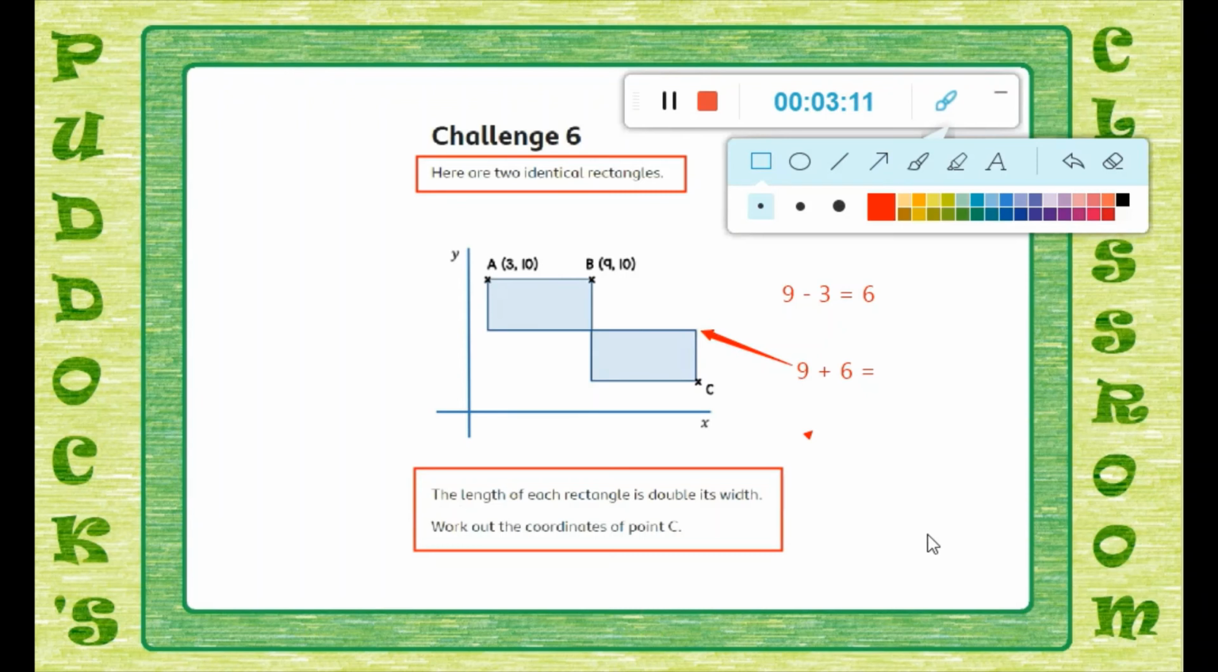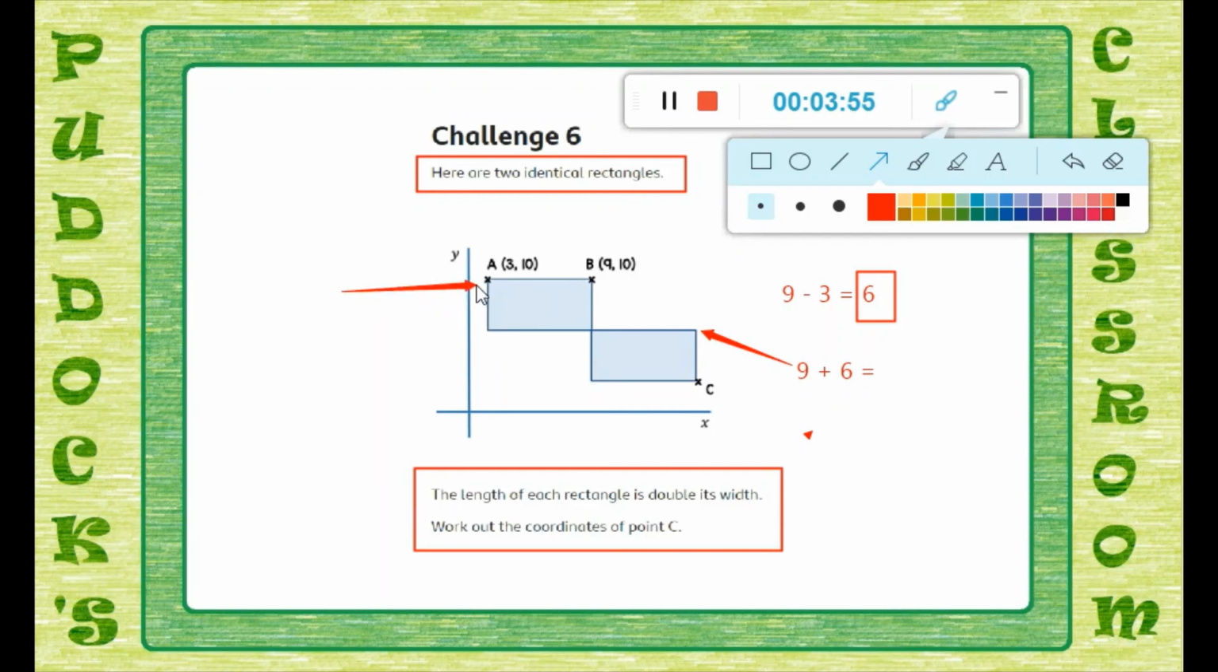And it tells us about the relationship for our rectangle between its length and its width or its breadth. So we know that the length of each rectangle is double its width. So we know the length of the rectangle because we worked it out. We know the length of the rectangle is 6. So its width is going to be half of that. And half of 6 is 3. So we know that the distance from here to here is going to be 3.